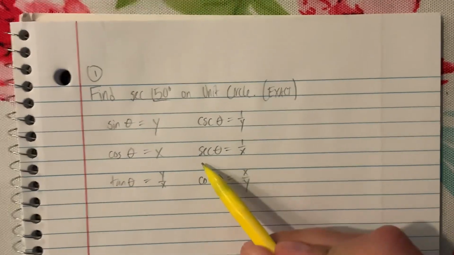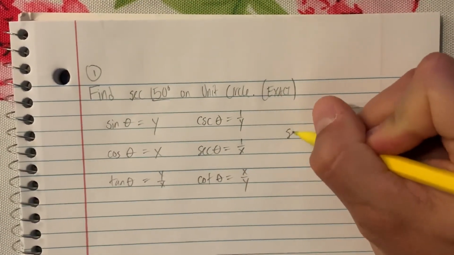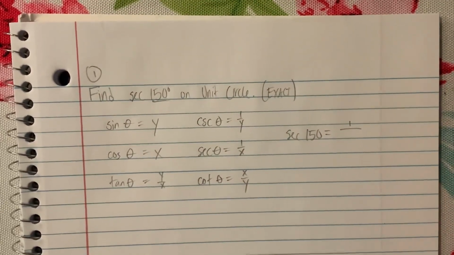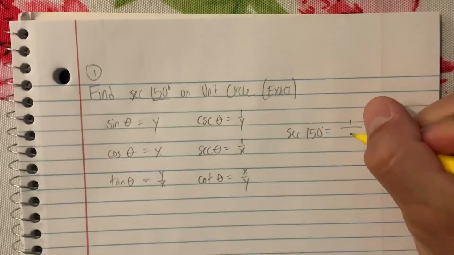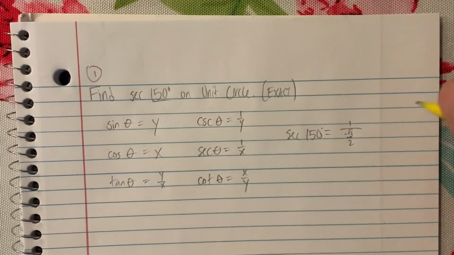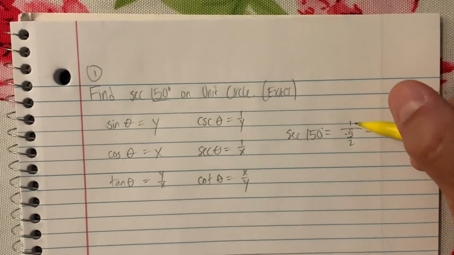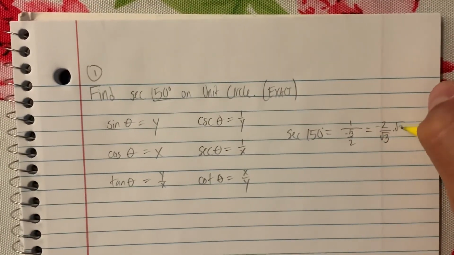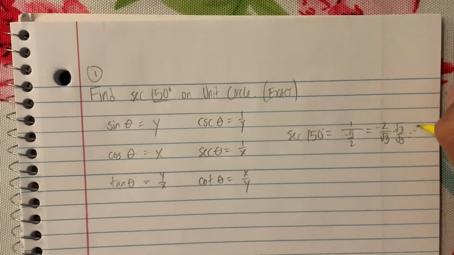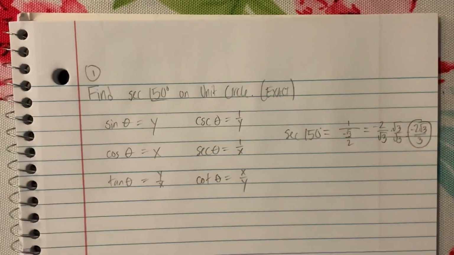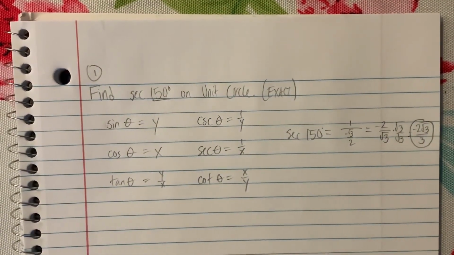Now I notice from here that secant is 1/x, which means that secant of 150 is going to be 1 divided by the x value found at 150 degrees, and the x value found at 150 degrees is -√3/2. Just to simplify that a little bit very quickly, 1 over a fraction is the same as the reciprocal of that fraction, so let's call that -2/√3, and if I rationalize by multiplying it by itself, we can go ahead and call this -2√3/3. So that's the exact value of secant of 150.